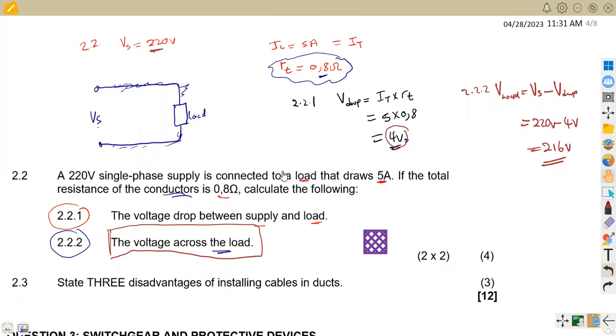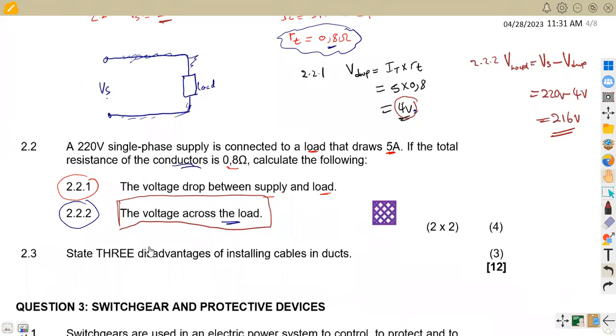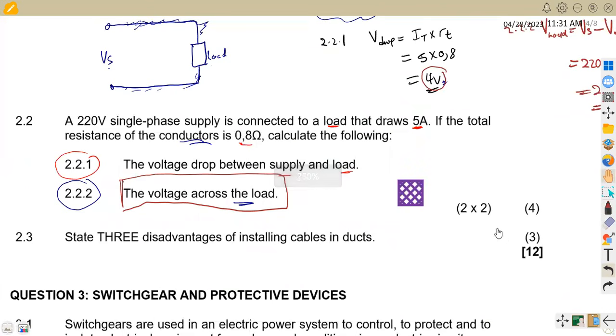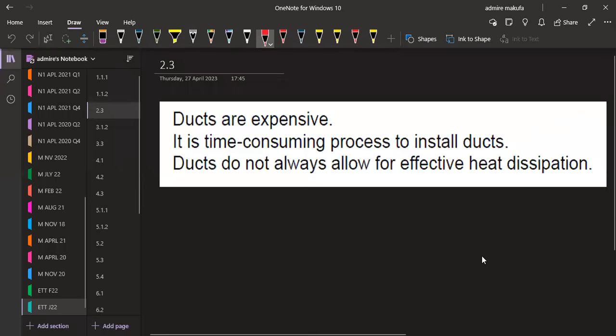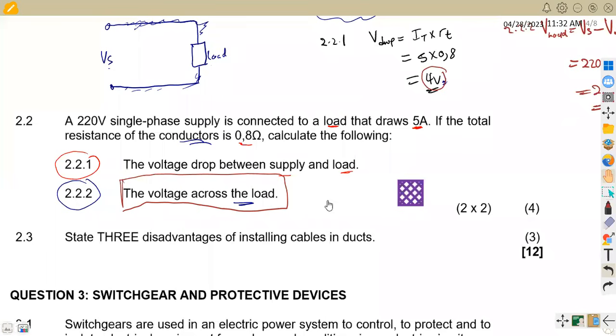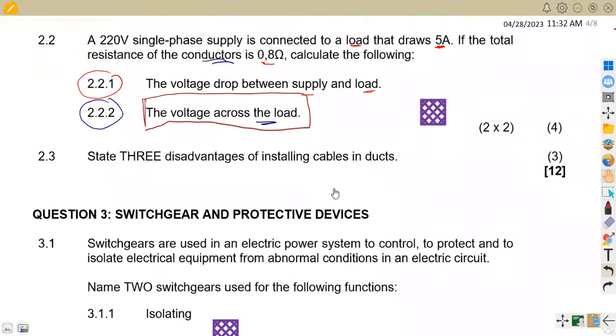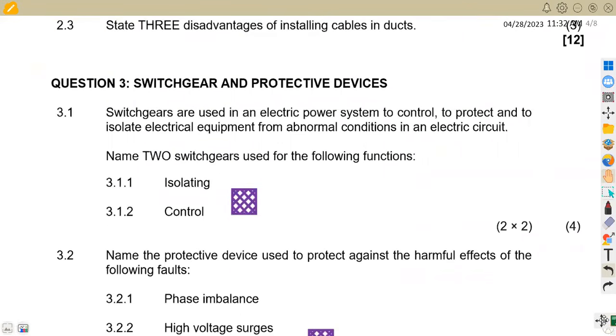Okay, on question 2.2, we are asked to state 3 disadvantages of installing cables in ducts. Okay, what are the disadvantages? So this is what we have. We've got the disadvantages that the ducts are expensive. Okay, it is a time consuming process to install ducts. Ducts do not always allow for effective heat dissipation. So this is going to affect us in the installation of these cable ducts. Okay, so this is what we were asked and what we needed. I think with these points, they are enough.